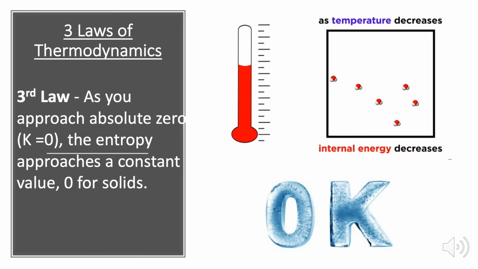The third law of thermodynamics says that as you approach absolute zero, which is Kelvin equals zero, the entropy approaches a constant value, which is zero for solids. So the third law says that the lowest temperature you can ever get is 0 Kelvin, which is absolute zero. And again, you're going to be unpacking this one more in Physics 1.